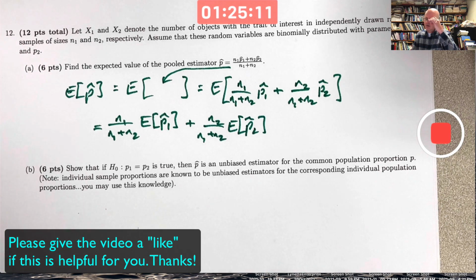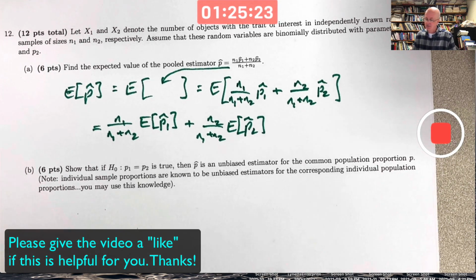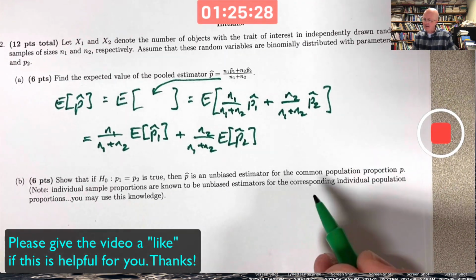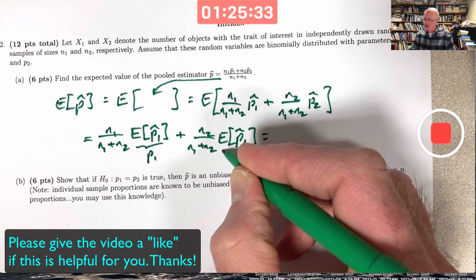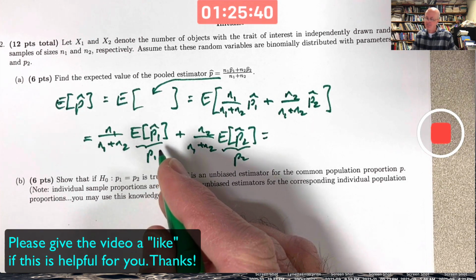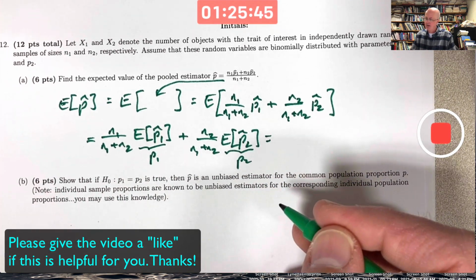Now, I probably should have added directions here to say you may assume p1 hat is an unbiased estimator for p1, and p2 hat is an unbiased estimator for p2, because I used that idea in part B. I should have written that there. They're unbiased estimators for those population parameters. P1 hat is an unbiased estimator for p1, which means its expected value is p1. Same kind of thing for p2.